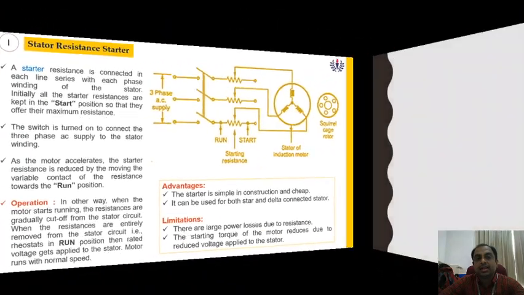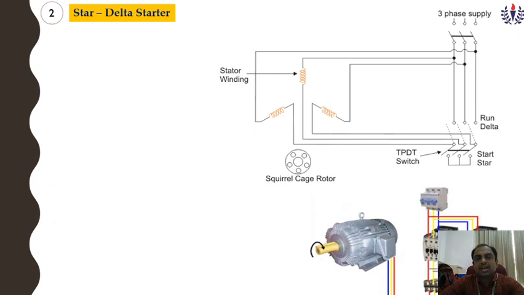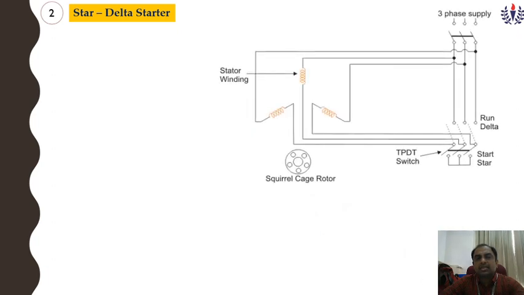Okay, second one, star delta starter. This is a diagram of a star delta starter. The three stator windings will be connected to the three-phase line. This three-phase line will be connected with the other end of the stator winding, and one end of the three-phase line is connected with the TPDT, which means triple pole double throw switch.